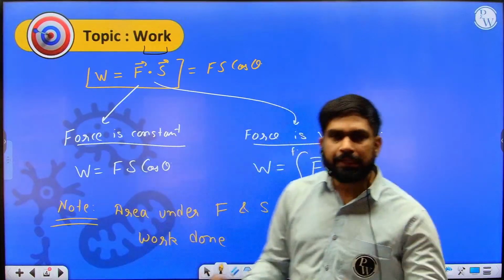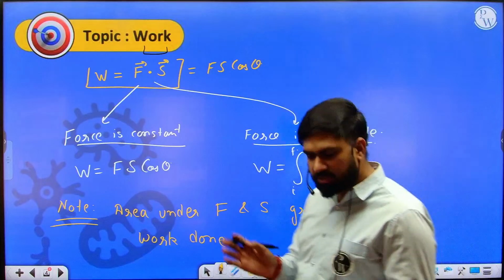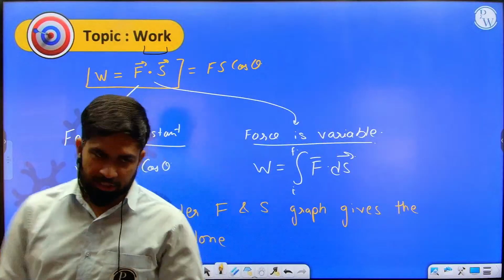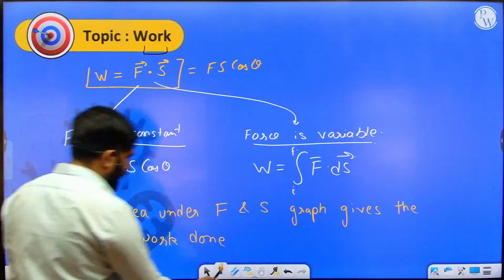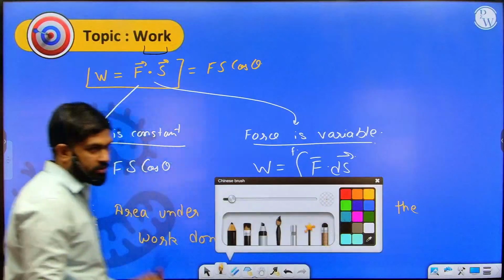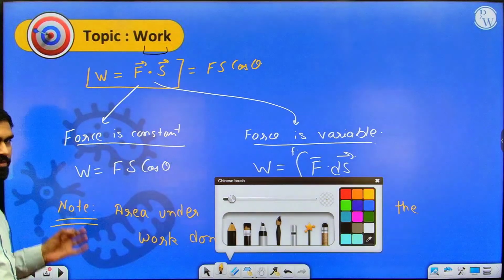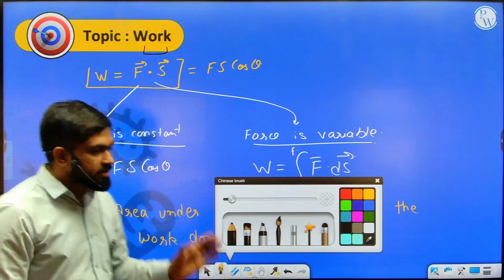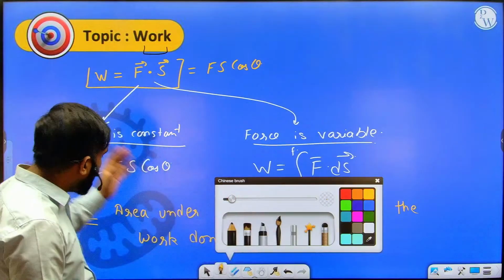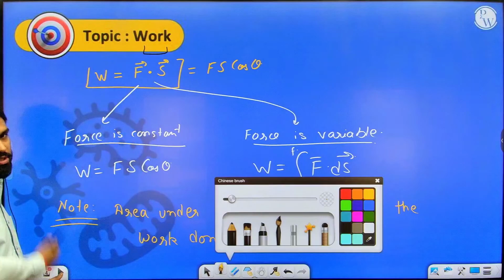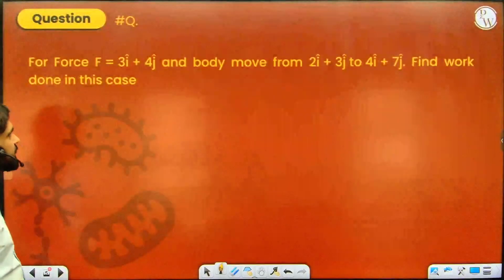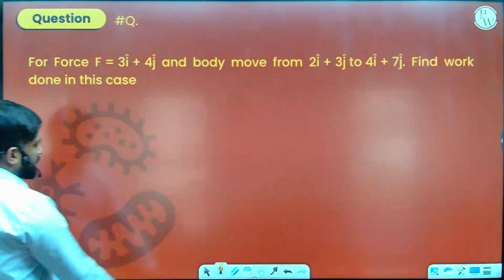And now these three things we are going to use to solve some important problems of work done. So let's proceed and be focused. The only thing in the chapters in mechanics is to be focused on how I solve the problem, and you just need to reciprocate it. That's it.